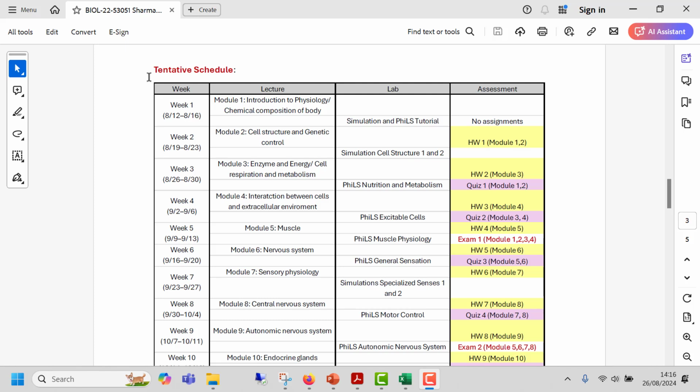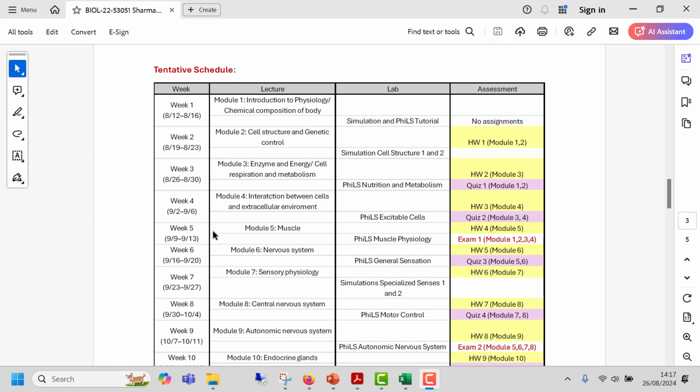Now let's have a look at your weekly schedule. Let's say, for example, we are looking at week 4. In week 4 on Tuesday, we'll have a lecture on interaction between cell and extracellular environment. At the end of the lecture, we will have group discussion from the handouts. The same week, you have a homework due on module 4. On Thursday, we will do simulation on excitable cells, and then we'll have a quiz on module 3 and 4.